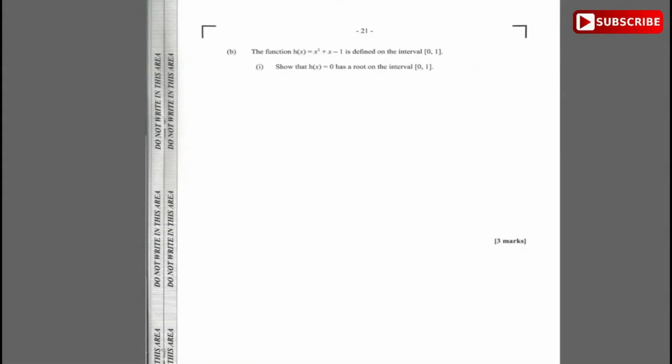X cubed plus x minus 1, and is defined on the interval 0, 1. Show that h of x has a root on this interval. So first thing, we'll start by finding h of 0. Plugging in 0, we get minus 1, which is less than 0. And then we plug in h of 1. Plugging in 1, we get 1 cubed plus 1, which is 2. 2 minus 1 is 1, which is greater than 0.